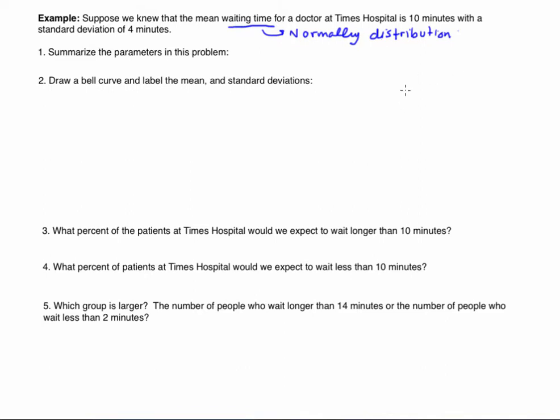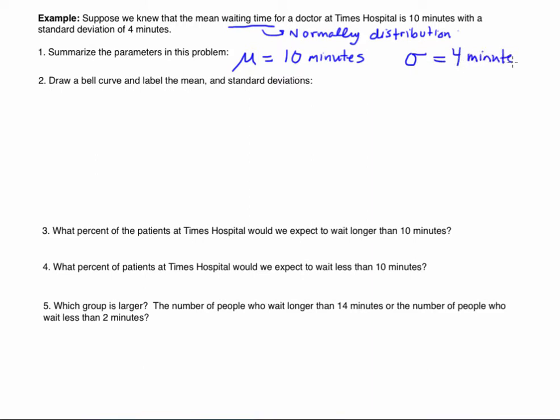And specifically, what we know about this bell curve is that the mean, which I'm going to abbreviate as mu, looks like a U with a little tail in the front. We're told that the mean waiting time for a doctor is 10 minutes. So I'm going to abbreviate that mu equal to 10, and in this case we're talking about minutes. And the standard deviation is 4 minutes. So I'm going to abbreviate that sigma. This is the Greek letter sigma. It's an O with a little hat, if you will. And the standard deviation is 4 minutes.